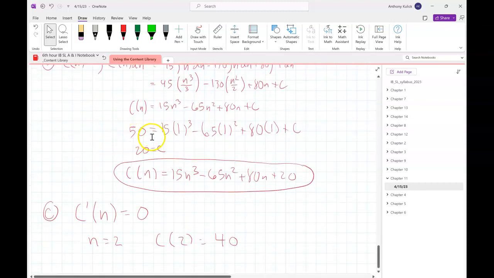You could have also graphed this function and used the minimum command on your calculator and done it 2 for 1. But I went and did it that way because it was reminding you of what we did in chapter 10. All right.